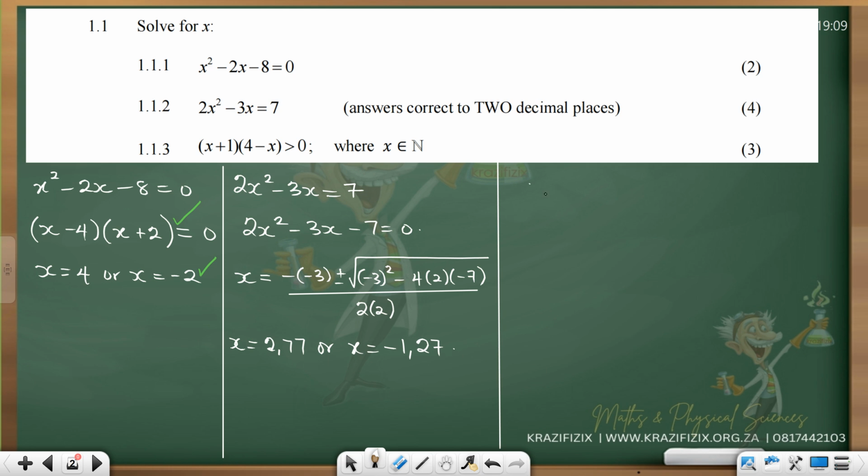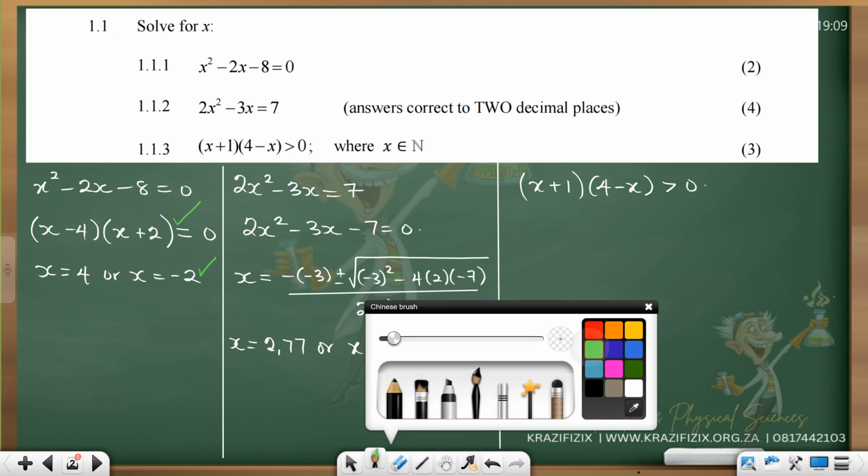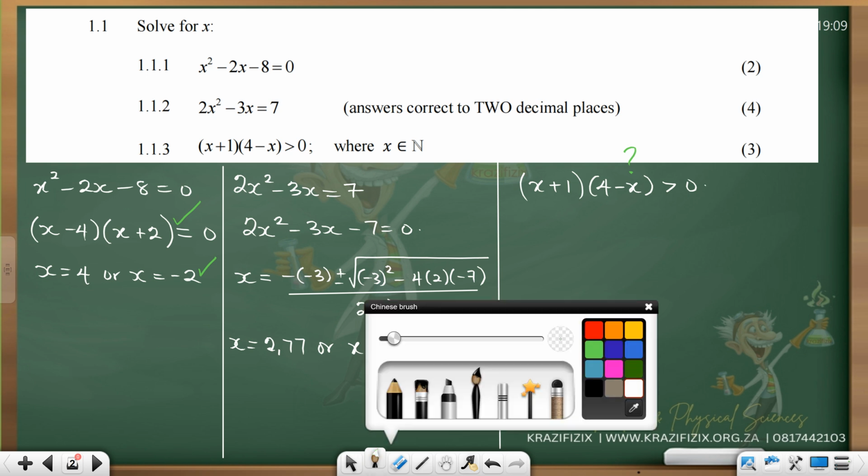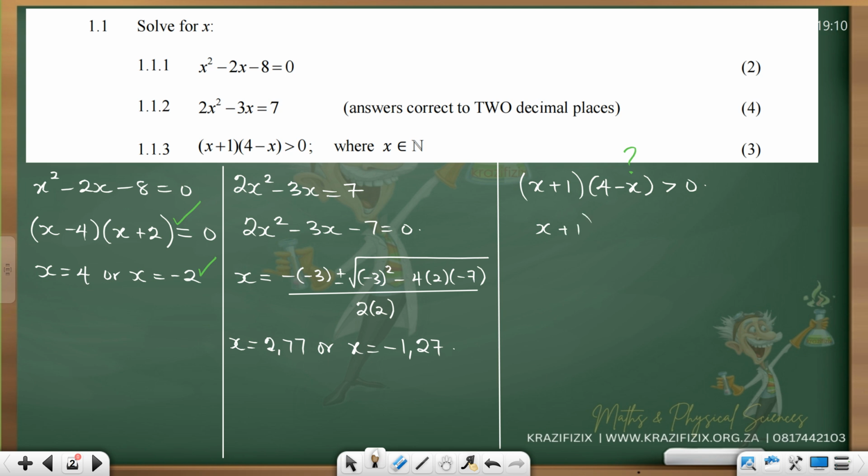Number 3. Oh, beautiful one here. X plus 1, 4 minus x. Guys, this is not in standard form. There's a problem here. We need to change it to standard form by doing a sign change. So x plus 1, multiply that by negative. That gives you x minus 4. Just flip it. But that will affect my inequality sign.